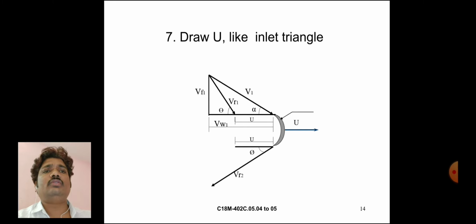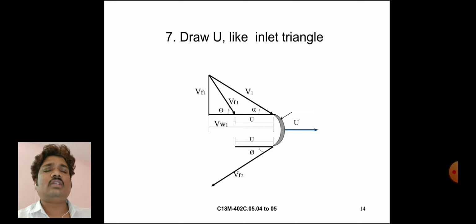Seventh one, draw u, meaning blade velocity, like the inlet triangle. Draw u, meaning blade velocity, in the inlet triangle. This is the way to draw this figure.